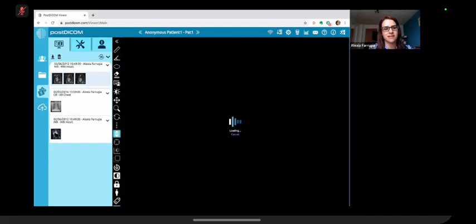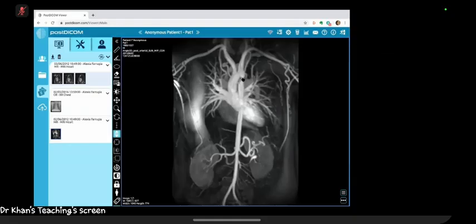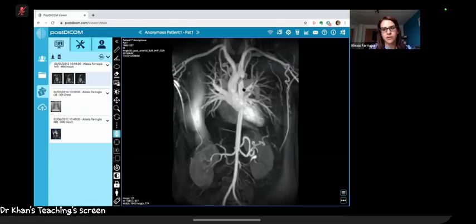Well done. There it is. This is a 3D angio, post or distal to the left subclavian, which demonstrates the stenosis, exactly, yes, which is the typical site for a coarctation.